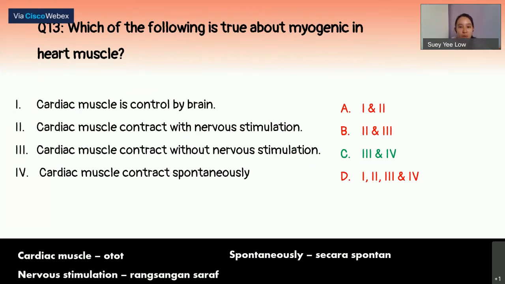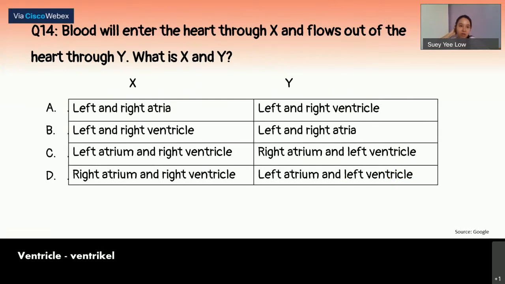Okay, so next question 14. So we say the blood will enter the heart through X and flow out from the heart through Y. So what is X and what is Y? It's a tricky question here, so don't get confused, okay? For A, X is left and right atrium, then Y is left and right ventricle. For B, X is left and right ventricle and Y is left and right atria.